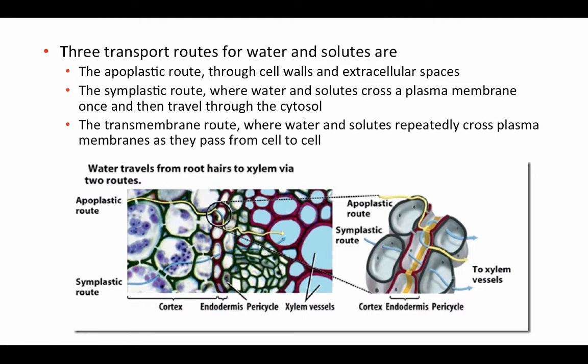Then finally, not pictured here, is the transmembrane route, which is very similar to the symplastic route, but rather than using the plasmodesmata to move from cell to cell, water and solutes repeatedly cross plasma membranes as they pass from cell to cell. So they're not going to make use of these openings, they're just going to cross the plasma membrane.